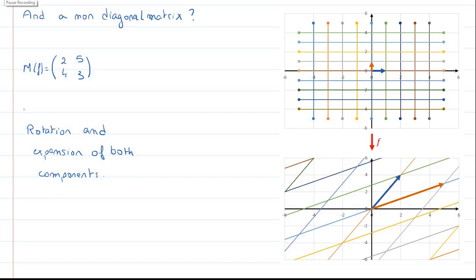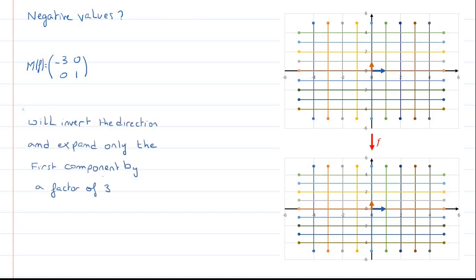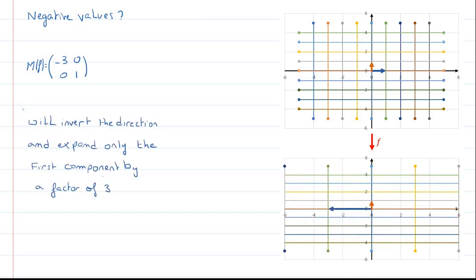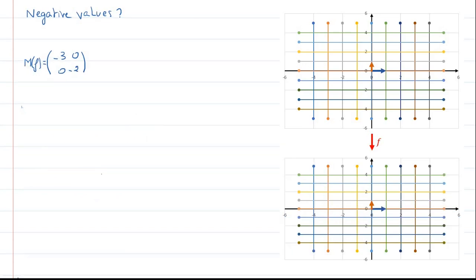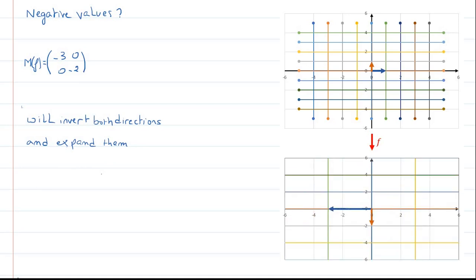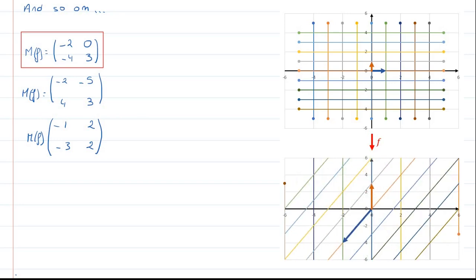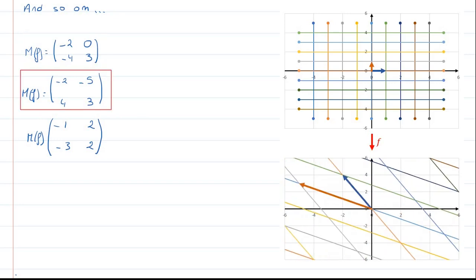Now, what will happen if we have negative values? The matrix minus 3, 0, 0, 1 will invert the direction and expand only the first component by a factor of 3, while the matrix minus 3, 0, 0, minus 2 will invert both directions and expand them as well, and so on.